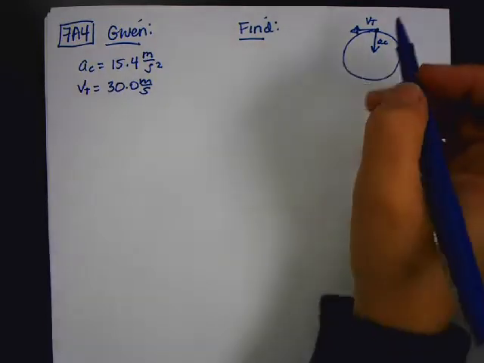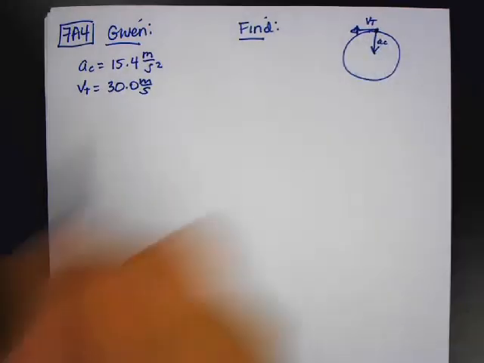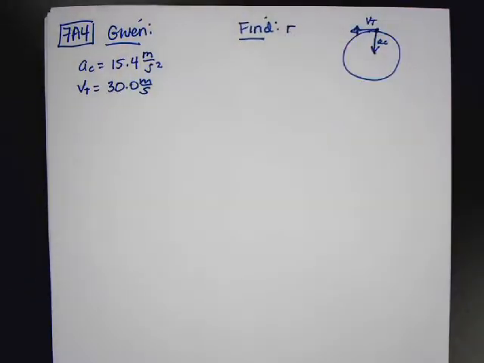Well, the distance between the car and the center of the track, that's the radius of the circle. So again, sometimes if you draw a tiny picture, we can conceptualize that. Right? All right, so where do I start?